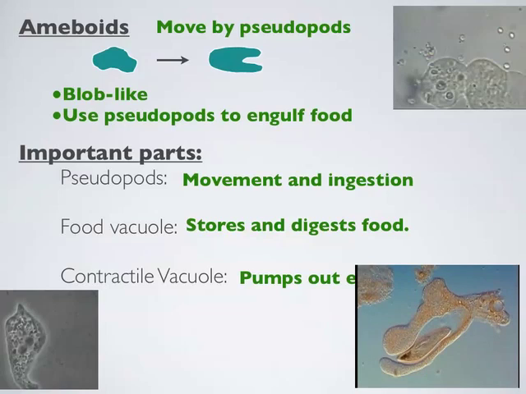So now you could consider that it has ingested this paramecium. It's inside of the amoeba now, because these are going to fuse together. And now we would call this whole thing what? The food vacuole. Yeah, it's a food vacuole.